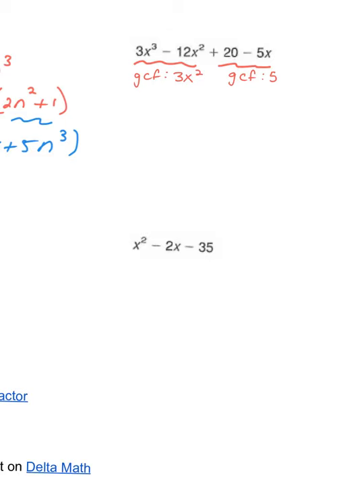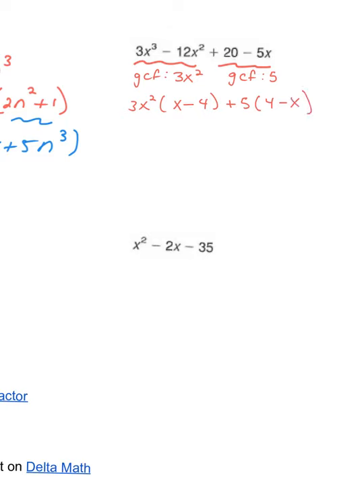Now, let's pretend I don't know that there's going to be an issue here, even though I do. Let's say that I just see a 5 in common. All right, so the first two terms I take out 3x squared, because that's the GCF, and when I divide by 3x squared, I'd be left with x minus 4.